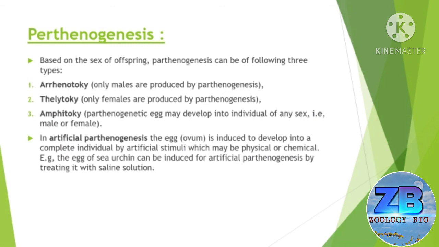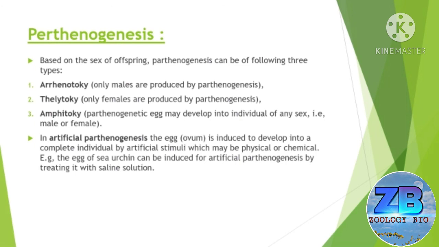Based on the sex of offspring, parthenogenesis can be of the following three types. The first one is arrhenotoky. Only males are produced by parthenogenesis. The second one is thelytoky. Only females are produced by parthenogenesis. The third one is amphitoky. The parthenogenetic egg may develop into an individual of any sex, that is male or female.